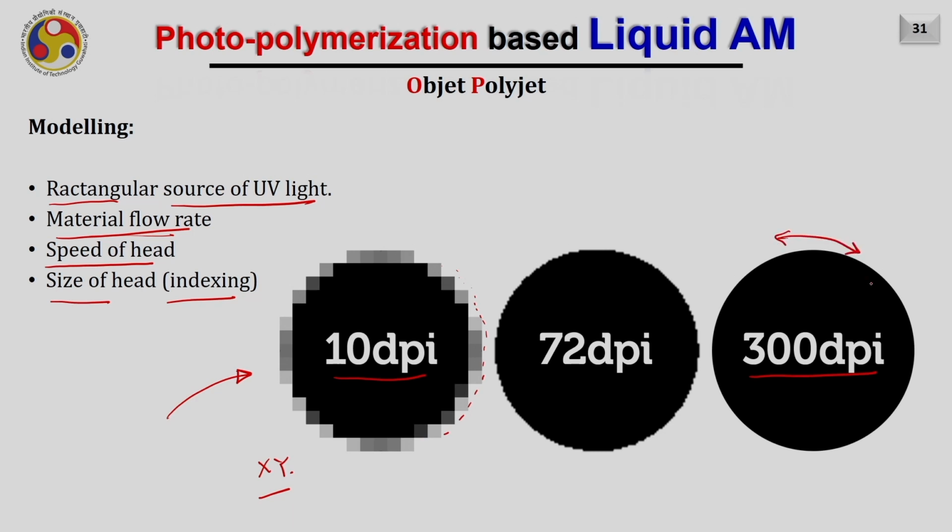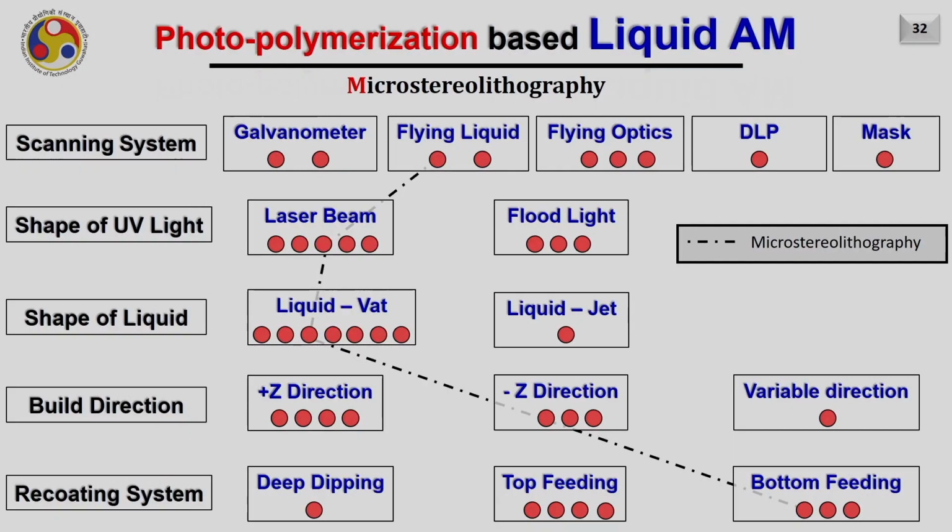In a similar fashion, here also in the Objet PolyJet, it depends on the resolution of the head which we are using, and that determines the accuracy of the part deposited even in the XY position, and also in the Z direction. And the next one is microstereolithography. The microstereolithography uses a flying liquid. A laser beam uses a liquid vat, builds the part in the -Z direction, and provides bottom feeding.